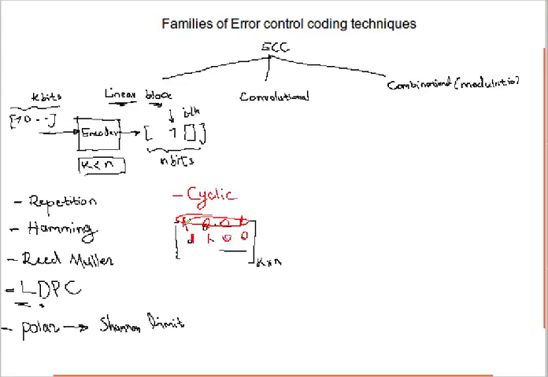So I shifted in a cyclic manner to the right: 1 goes there, 0 goes there, 0 goes there, and the last 1 returns to the first element. So the second line is something like that, the third is something like that, and the fourth is something like that. Now you have created the matrix which corresponds to your code.